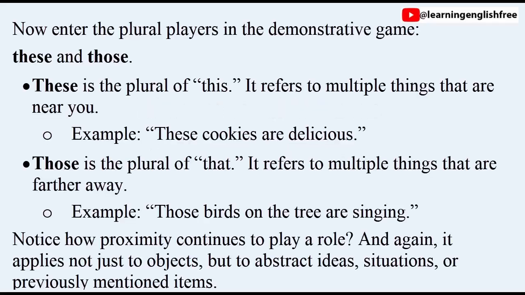These and those, plural form. Now enter the plural players in the demonstrative game, these and those. These is the plural of this. It refers to multiple things that are near you. Example, "These cookies are delicious."